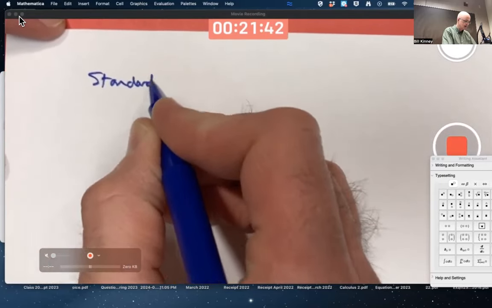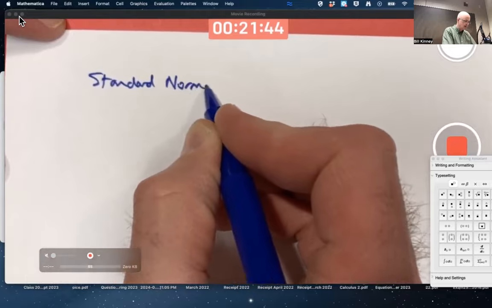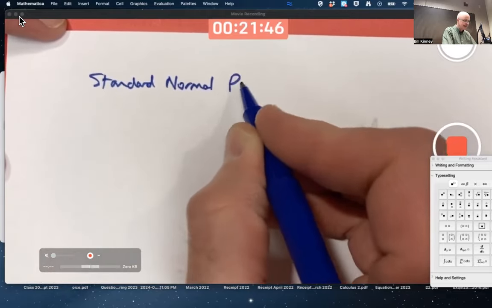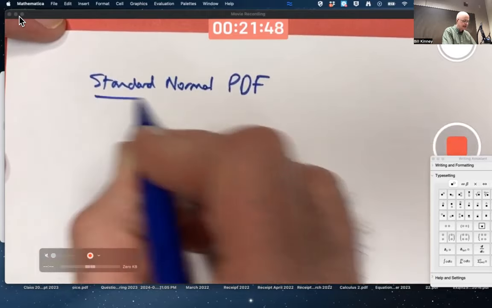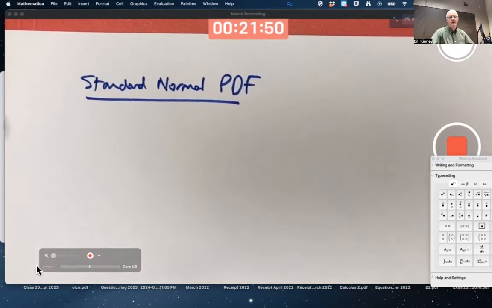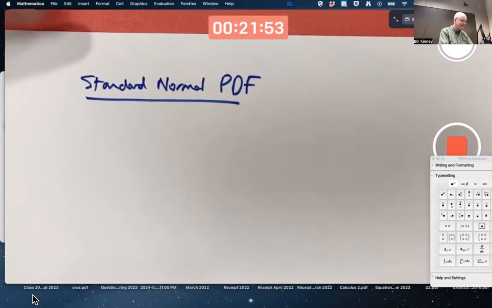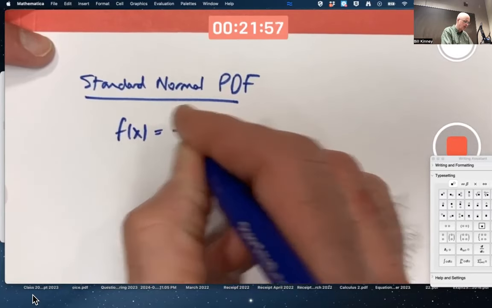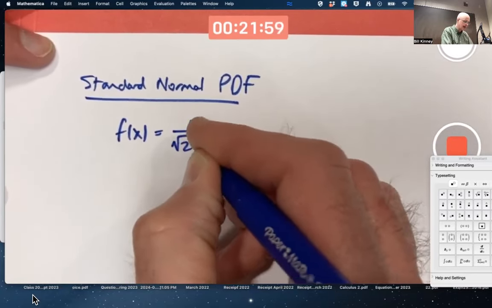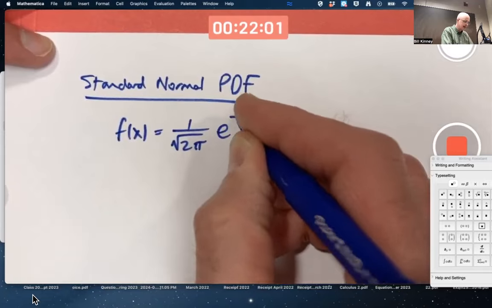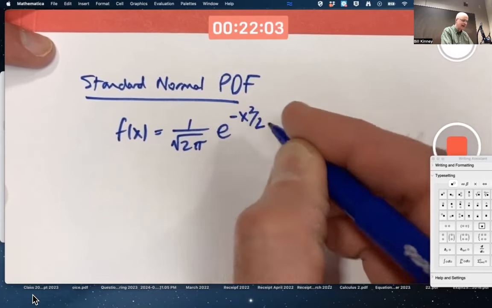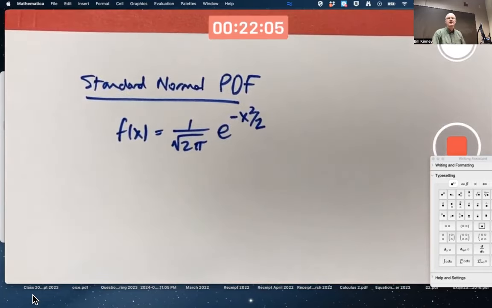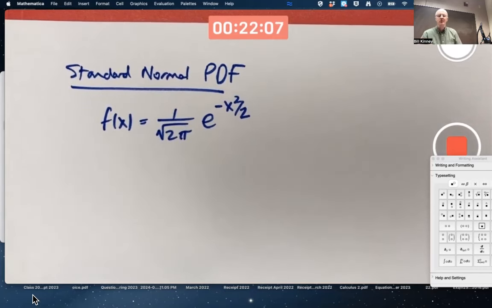Standard normal probability density function, PDF, also called a distribution. F of x turns out to equal 1 over square root of 2 pi times e to the negative x squared over 2. That is the formula for the standard normal probability density function.